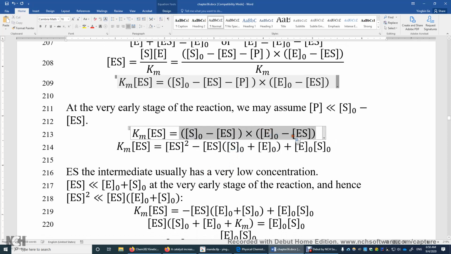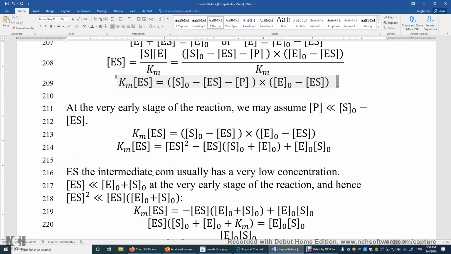I'm just going to expand this. You have two terms multiplied by two terms, you get four terms. 1, 2, 3, 4, four terms. So we have a quadratic equation. Well, it's possible to solve it, but we can make it even simpler. Only because, again, in enzyme catalysis, it's observed that this ES, this intermediate complex, usually has a very low concentration, much lower than the concentration of S0.